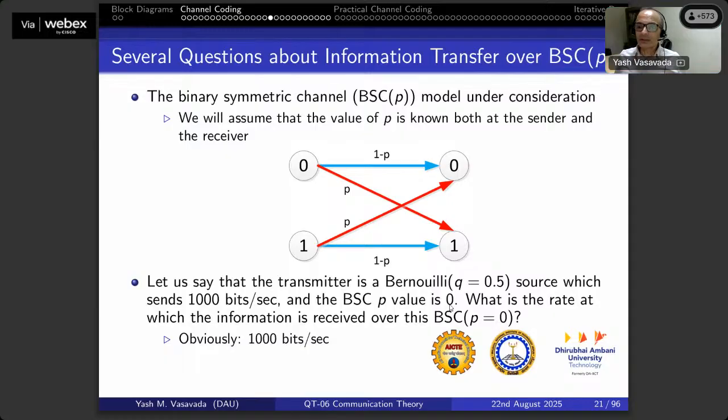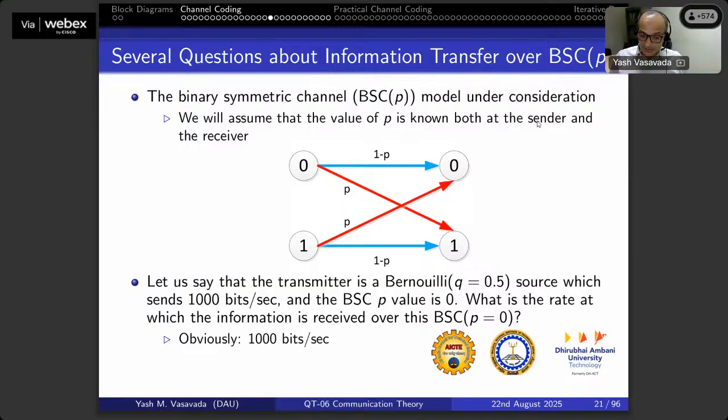Now, remember, we said that the value of P is known at the receiver. So if the receiver knows that P is equal to 1, it knows that all the bits it is getting are flipped. So all it will do is just unflip those bits, and then it will get those 1000 bits accurately.